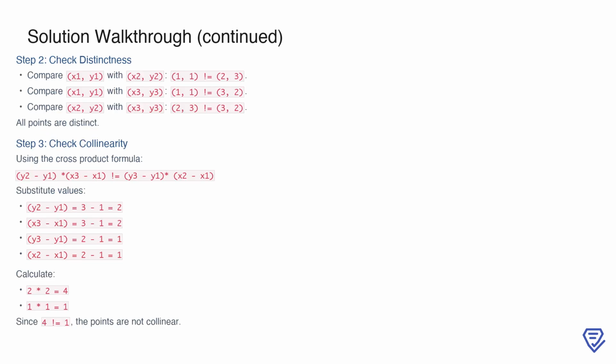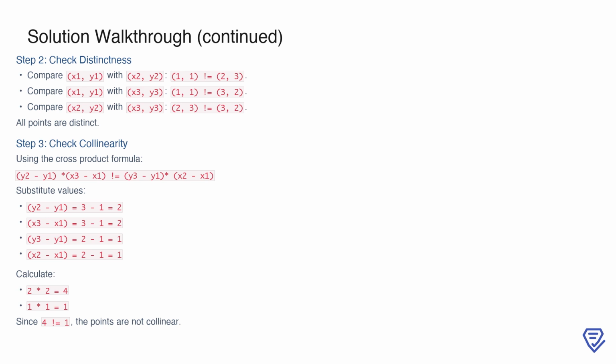The first check involves verifying that all 3 points are distinct. We compare the coordinates of each pair of points. The first point, (1, 1), is not equal to the second point, (2, 3). Similarly, (1, 1) is not equal to the third point, (3, 2). Finally, the second point, (2, 3), is not equal to the third point, (3, 2). Since no 2 points are identical, they pass the distinctness check.